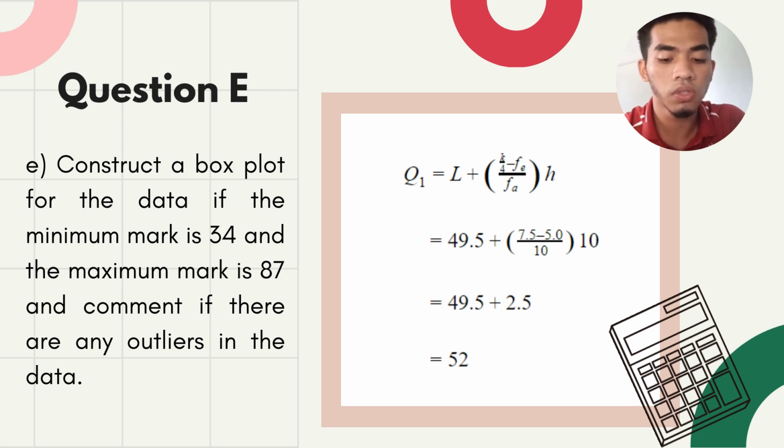So we will be using formulas like this. The calculation formula for Q1, the lower quartile, is Q1 equal to L plus bracket K divide 4 subtract FE divide FA bracket multiply H, and we will count out the answer as in the picture.